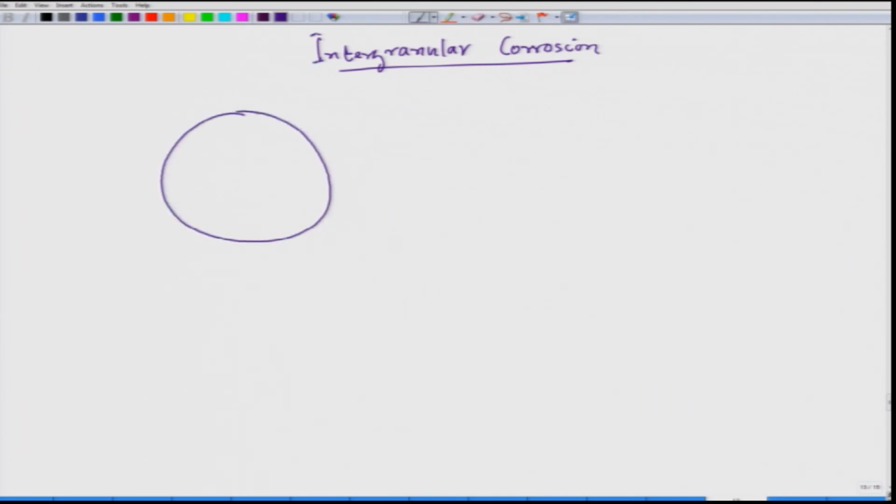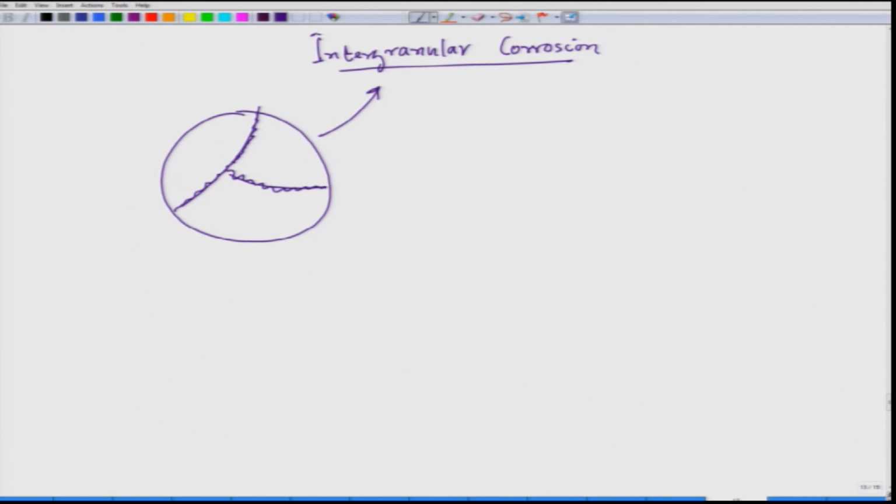Now, we come to intergranular corrosion, where from the name it is very clear that corrosion would take place along the grains. For example, if we have a structure like this where you have grain boundaries, the corrosion would go along the grain boundaries. That is why the name intergranular corrosion.